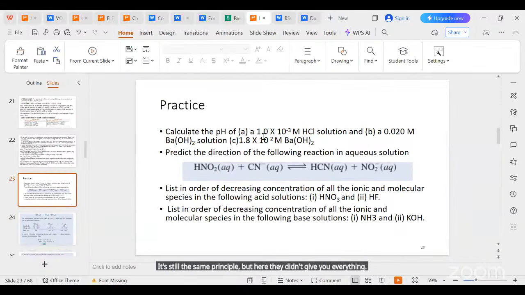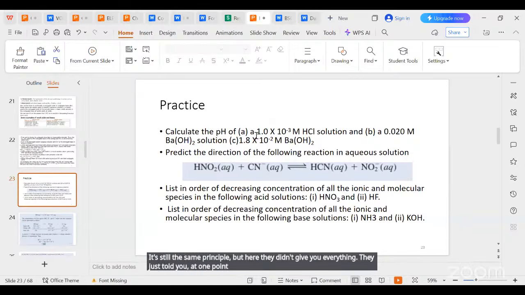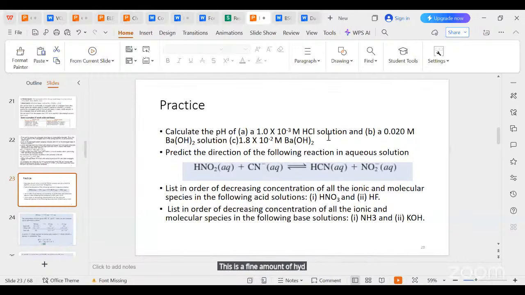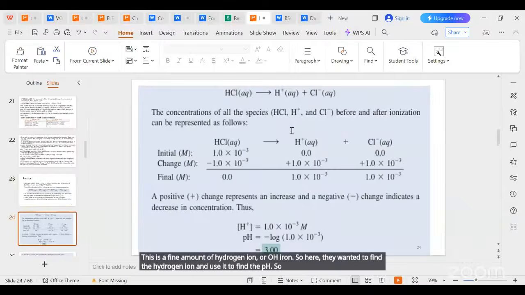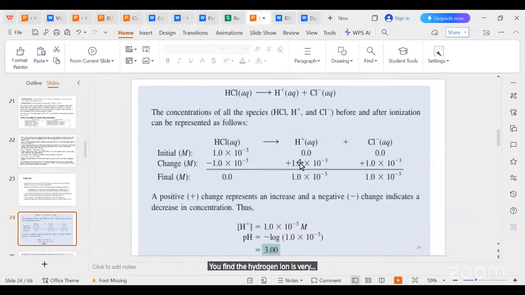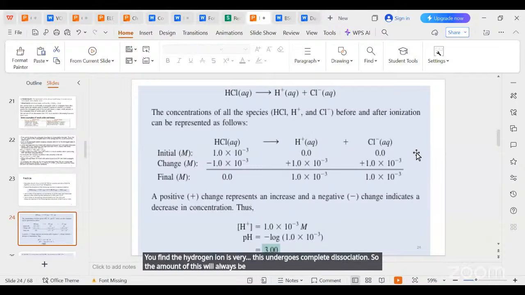They just told you 1 point something of this. They didn't tell you the amount. They told you to find the pH. They didn't say find the amount of hydrogen ion or OH ion. So here they want you to find the hydrogen ion and use it to find the pH. Finding the hydrogen ion is very tricky. This undergoes complete dissociation, so the amount of this will always be equal to this.